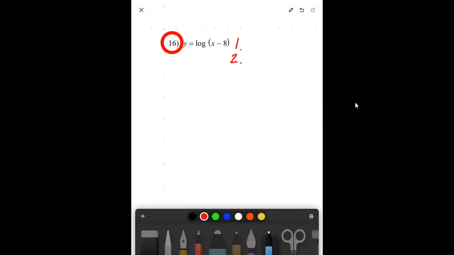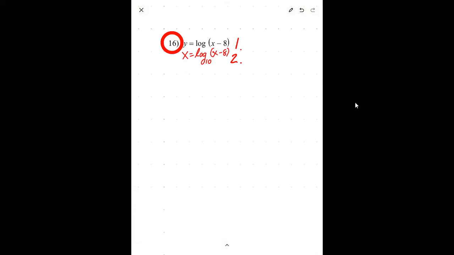All right, so here we go. First thing we're going to do is swap the x and the y. Now, I'm going to go ahead and put the base 10 here so that you know that it has a base of 10. It's implied, but I wanted to make it explicit. Now, oops, I made a mistake here. That's supposed to be a y. So let me put y minus 8, and now we're ready.